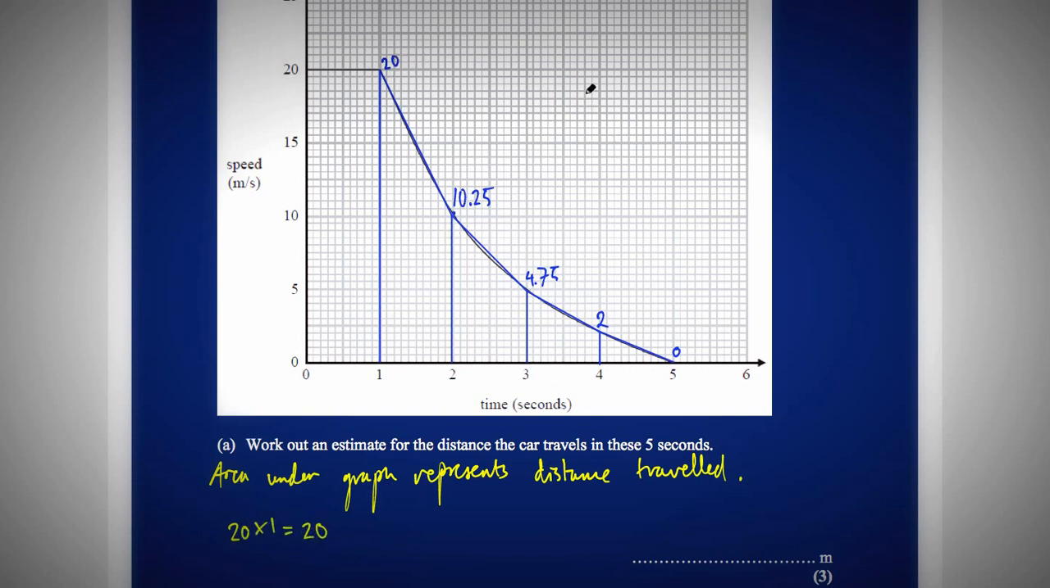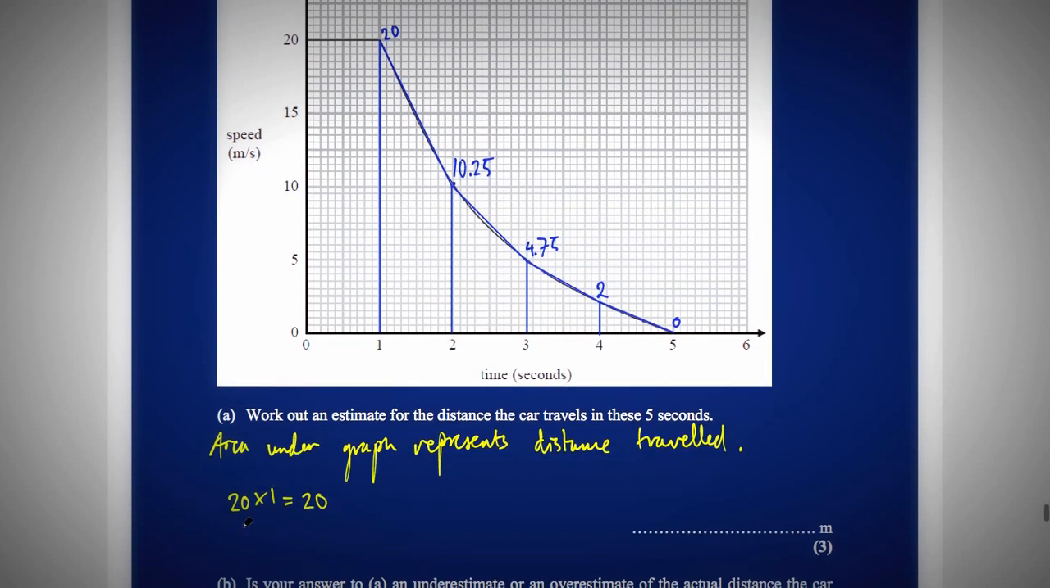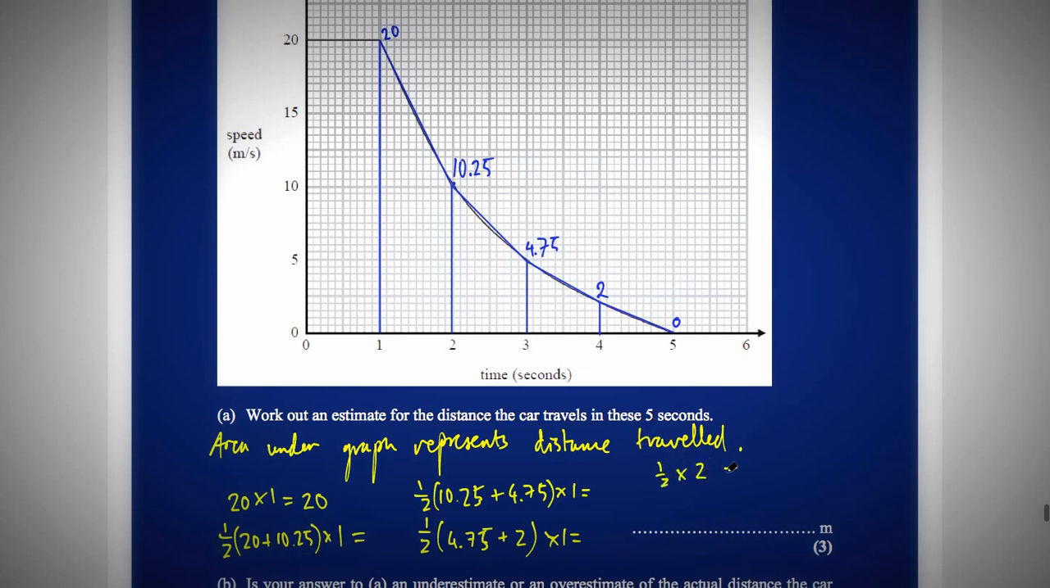And then I've got this trapezium here. So the area of that trapezium is half of 20 plus 10.25 times 1. Area of this trapezium here is half of 10.25 plus 4.75 times 1. The area of that one is half of 4.75 plus 2 times by 1 again. And the area of the triangle here is just half the base times the height, half times 2. Equals 1. I'm going to add them all together.